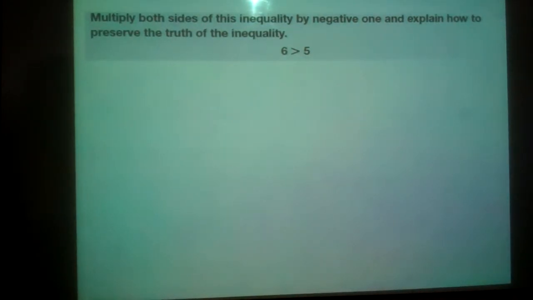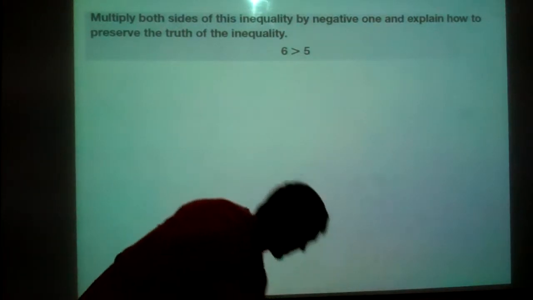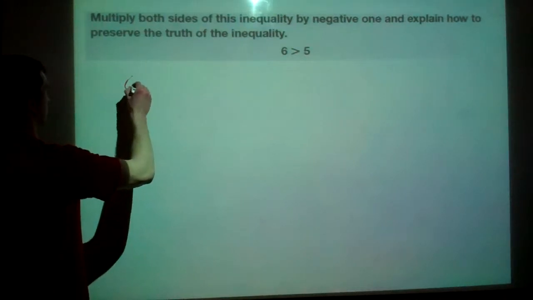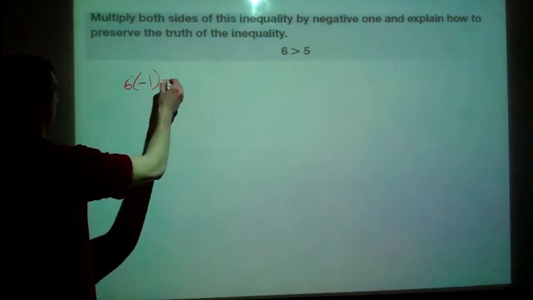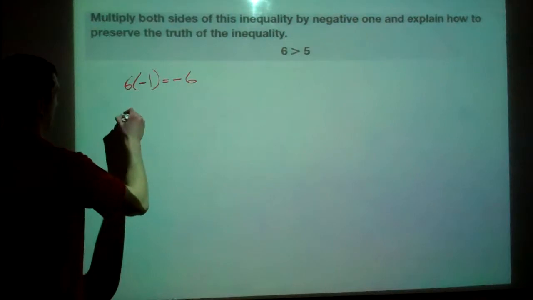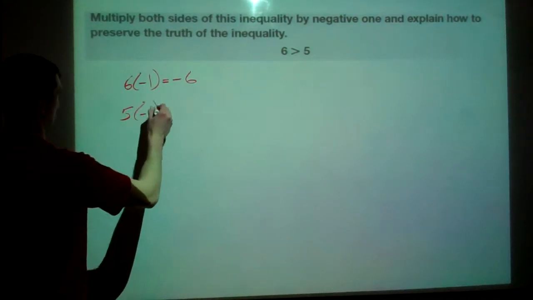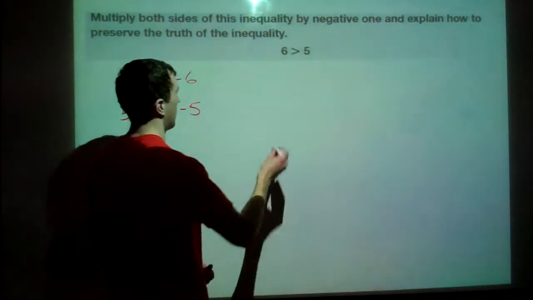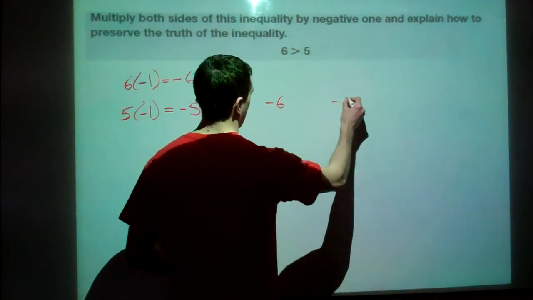So it says multiply both sides of this inequality by -1 and explain how to preserve the truth of the inequality. Okay. 6 is bigger than 5, yes? 6 is greater than 5, we know that. Now let's multiply each one by -1. So 6 times -1 equals -6. And 5 times -1 equals -5. So now we've got -6 and -5.